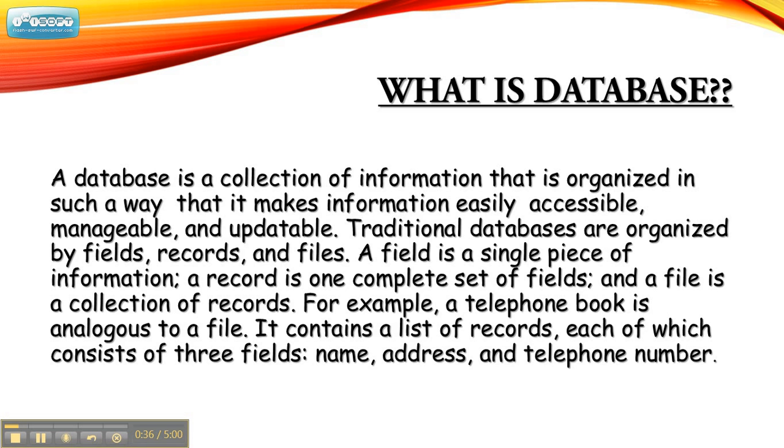Traditional databases are organized by fields, records, and files. A field is a single piece of information, a record is one complete set of fields, and a file is a collection of records. For example, a telephone book is analogous to a file. It contains a list of records, each of which consists of three fields: name, address, and telephone number.